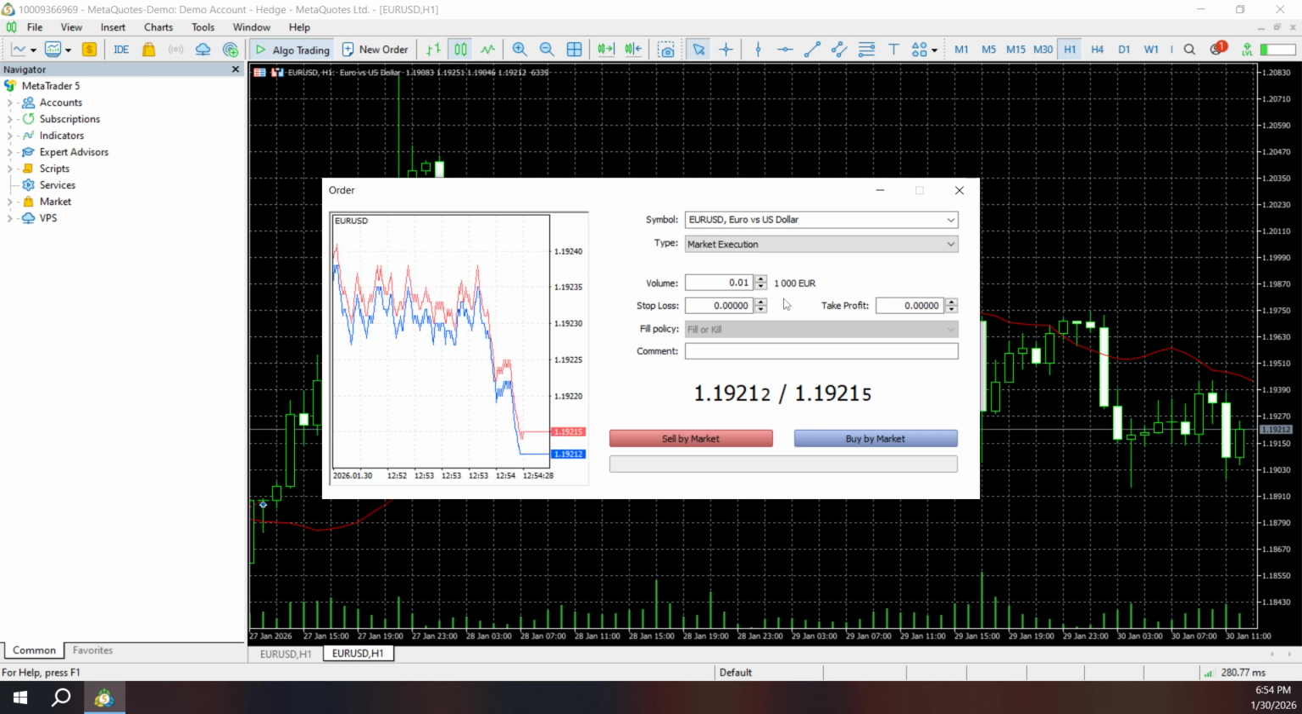When you're ready to go short, click Sell by Market. This sends a sell order at the current bid price. You'll see a confirmation with the order ticket number, and the position will appear in your trade panel, showing live profit and loss, your stop loss, and any take profit you set.